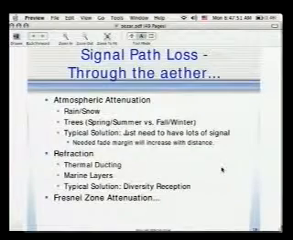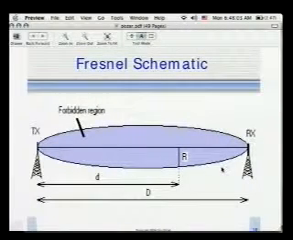Marine layers will do this as well. If you have a hot and cold sort of layer that comes in, it will bend the signal as well. And we're also going to talk about Fresnel zones. A Fresnel zone is a circle or a zone that goes around the center beam width that you need to clear in order to be able to get your signal from, again, point A to point B without significant attenuation.